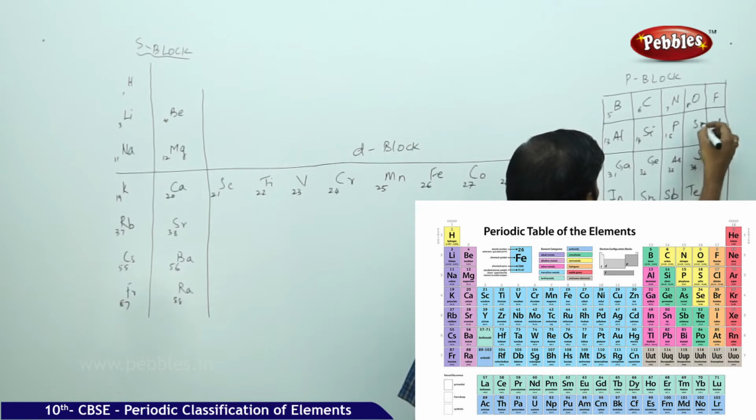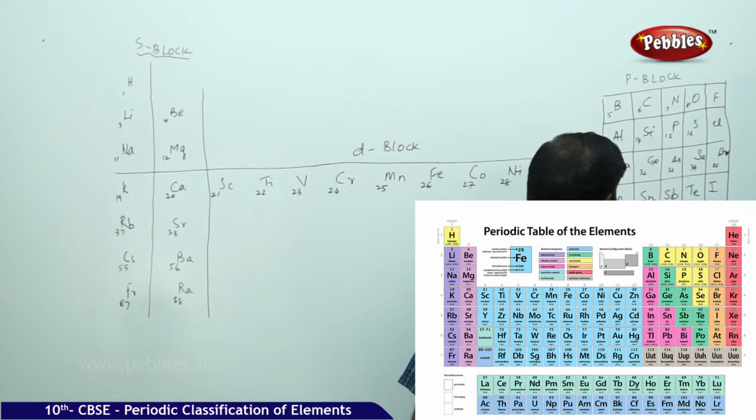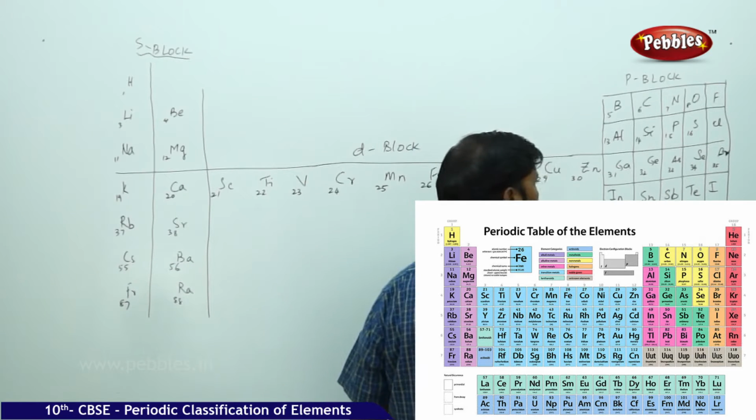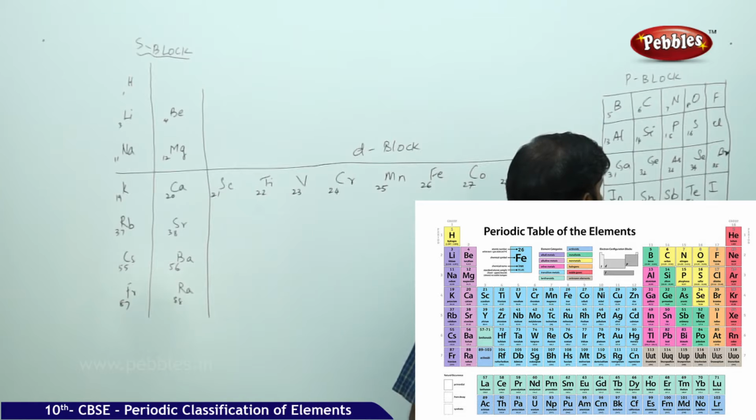Oxygen atomic number is 8, sulfur 16, selenium 34, tellurium 52 and polonium 84. Fluorine atomic number 9, chlorine 17, bromine 35, iodine 53, astatine 85, and so on. This comes under the P block.